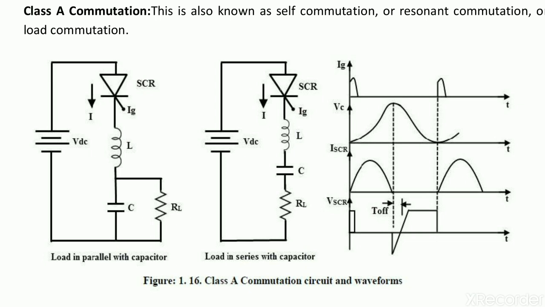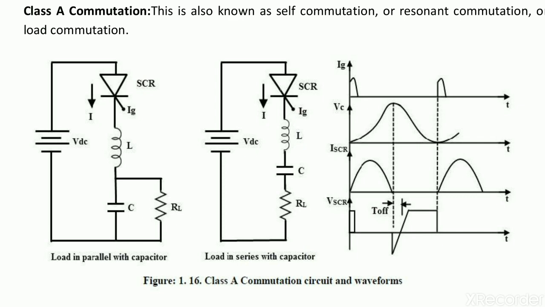The commutating components L and C are connected in parallel or in series depending upon the value of load resistance. So depending upon the value of load resistance, we connect the components L and C as per requirement. The value of load resistance and the commutating components are so selected that they form an underdamped resonant circuit, to produce natural zero current.